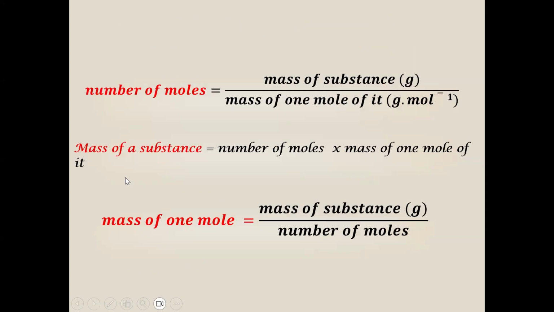So this is a summary of the triangles that I gave you before to calculate the number of moles from the mass, or calculate the mass from the number of moles. The number of moles equals the mass in grams divided by the mass of 1 mole of this substance. Mass of a substance equals the number of moles multiplied by the mass of 1 mole. Mass of 1 mole equals the mass over the number of moles. Remember, this depends on the triangle I showed you before.